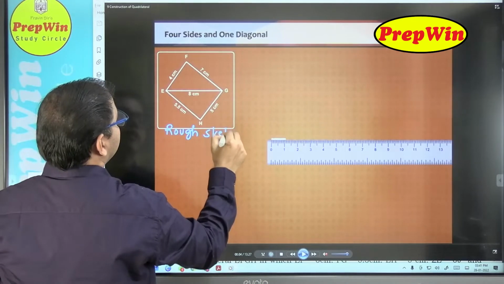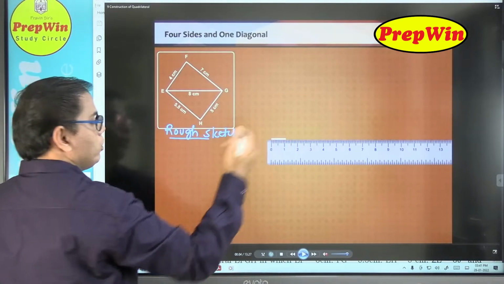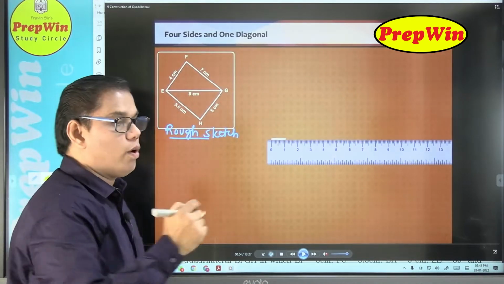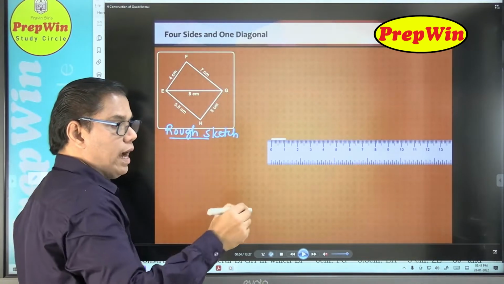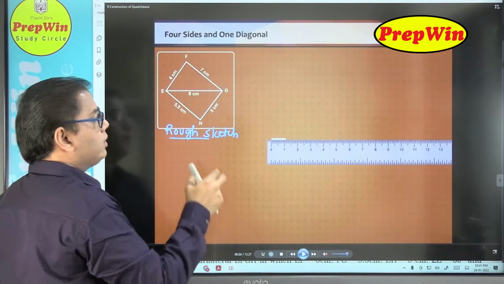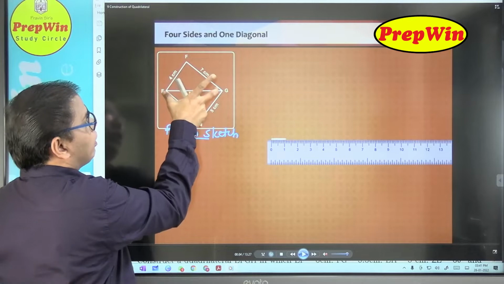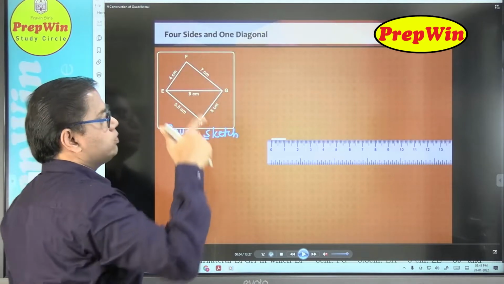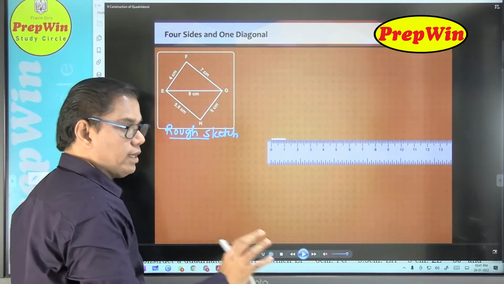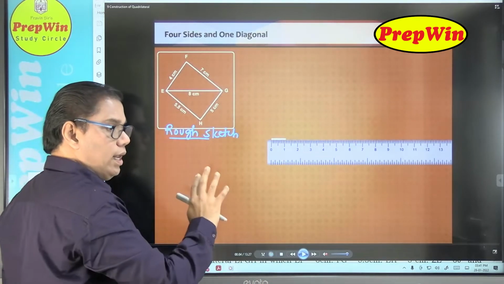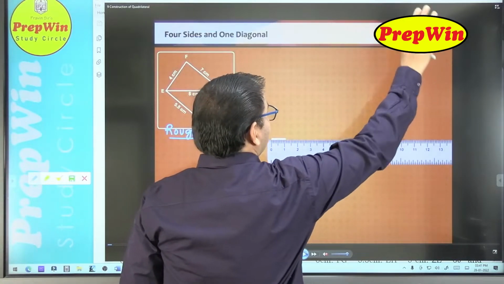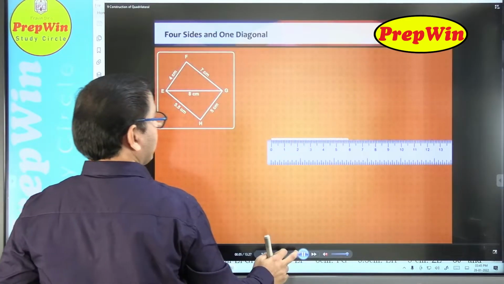What is the difference between a rough sketch or rough diagram and your fair diagram? Rough means this is not a dirty diagram, but you are not drawing it with free hand. You will use pencil and scale to draw this diagram. Only thing is that this measurement will not be actually 8 centimeter, this will not be actually 7 centimeter, 4 centimeter, etc. But draw a clean diagram. And this diagram you will draw in the right hand side top corner.